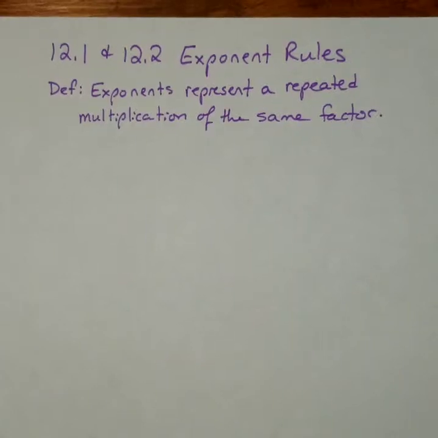Alright, in these next couple of sections, 12.1 and 12.2, we're going to be discussing exponent rules. Exponent rules are just a set of properties that we can use to simplify expressions that have exponents in them. And so to start our discussion, we should look at the definition of exponents. It's really the foundational principle that all of this is going to be built upon.